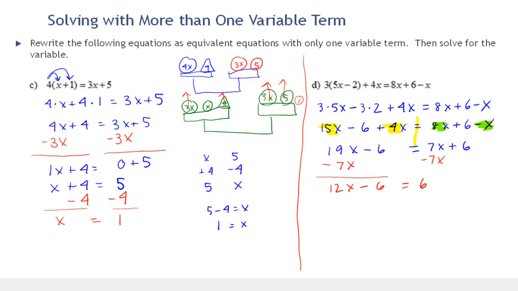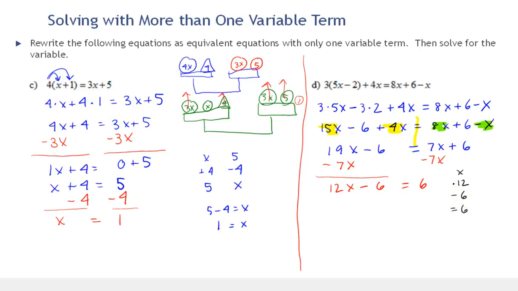Now we can make a construct and deconstruct story, and then we're going to use the principles of equality to solve also. So here, the story of x is take x, multiply it by 12, subtract 6, and the result is 6.